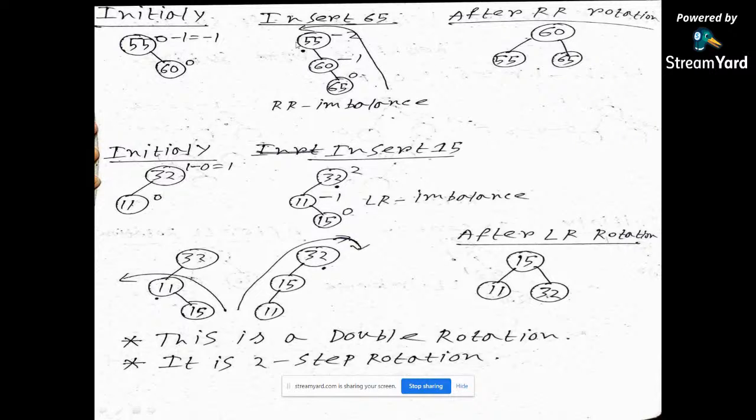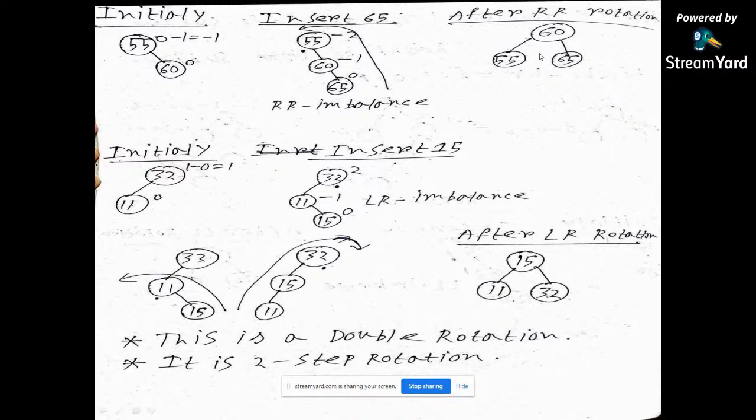Again, I repeat the procedure. Assume that there is a nail and this is a thread. We pull this thread using this nail on this side. That means 55 goes on this side, 60 goes up. So 60 goes up, 55 we pulled here, that means the left child of 60, and 65 becomes the right child of 60. So yes, after the RR rotation, we are generating this tree. This is the RR rotation.